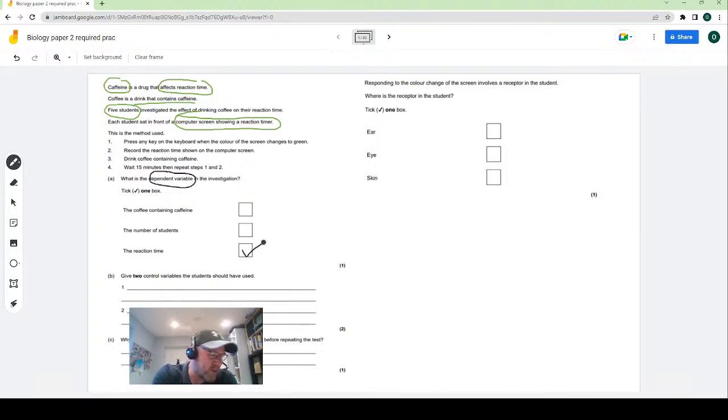Yeah, we'll get to that. They will ask you that. Why is it better to use the computer instead of the ruler practical? And the computer is a lot more accurate at timing. There's no human error. The computer's not a human, so it can't mess up with any timings or anything. Give 2 control variables though. What are 2 things they should keep the same about the students that might affect their reaction time?